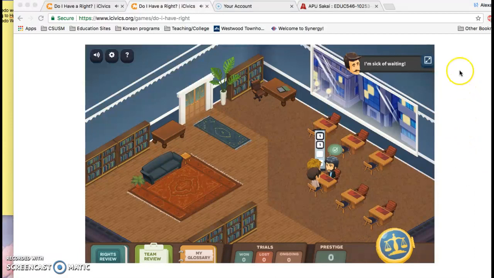This is actually a game that I have my students play. It's called Do I Have a Right? And so the premise is that you are a lawyer. This is the lawyer, and this is his law firm. You can choose your avatar to be a woman or a man. You can even change their clothing. And then you start off with one lawyer. So here's our one lawyer.